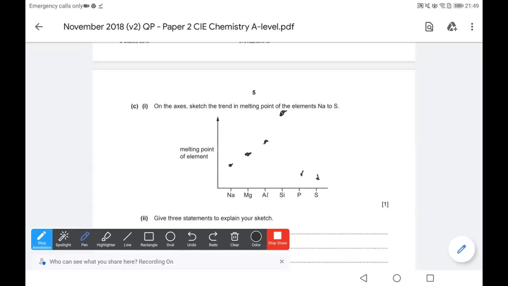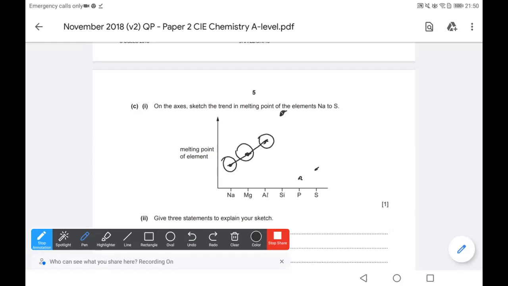Wait. Sulfur will show a, normally in other periods it's like that, but because it's sulfur, it will show a higher one than phosphorus. So it will be like here and like this. Yeah, that's better.